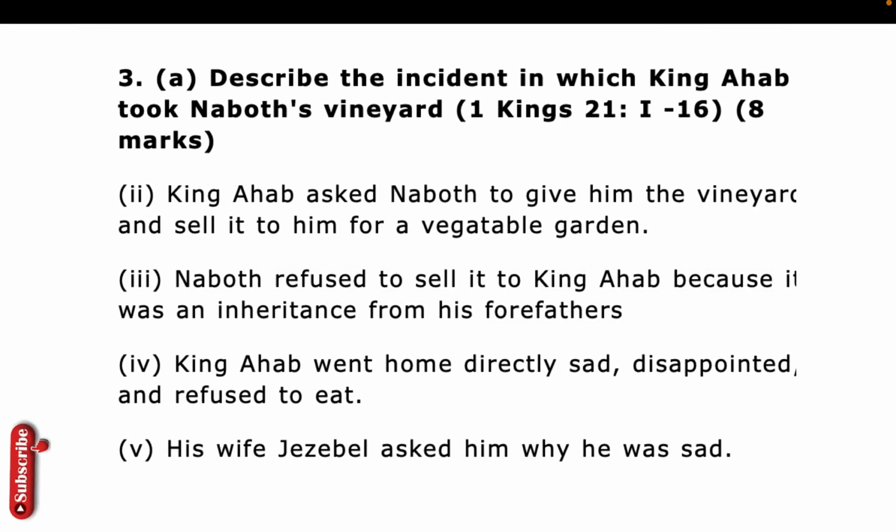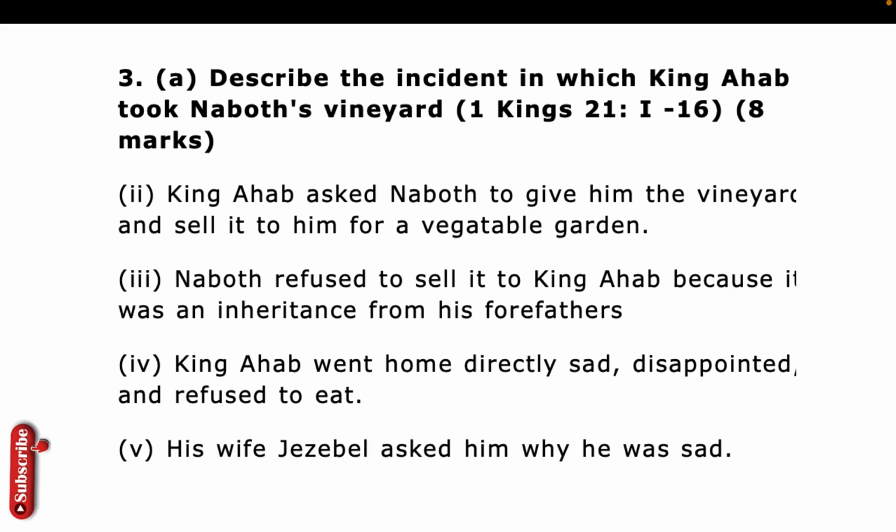Question 3a. Describe the incident in which King Ahab took Naboth's vineyard, as found in 1 Kings chapter 21 verse 1 to 16. 8 marks. King Ahab asked Naboth to give him the vineyard and sell it to him for a vegetable garden. Naboth refused to sell it to King Ahab because it was an inheritance from his forefathers. King Ahab went home sad and refused to eat.